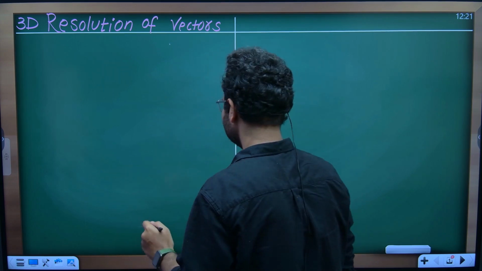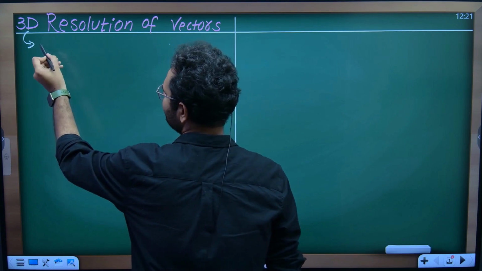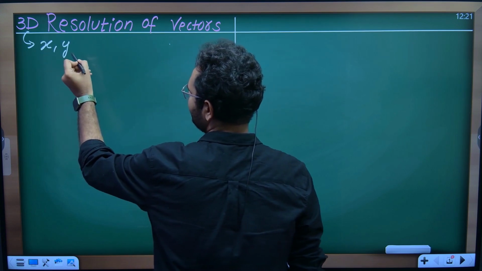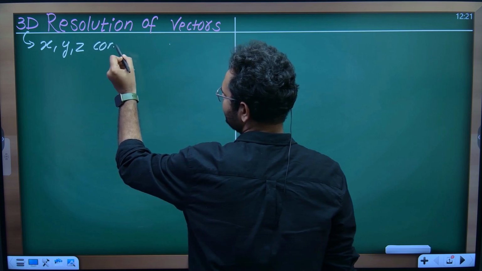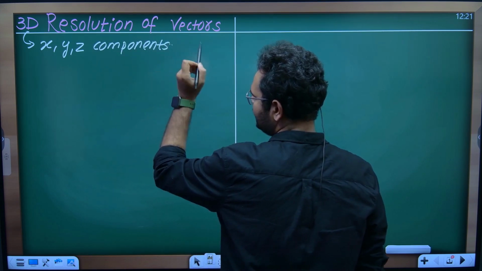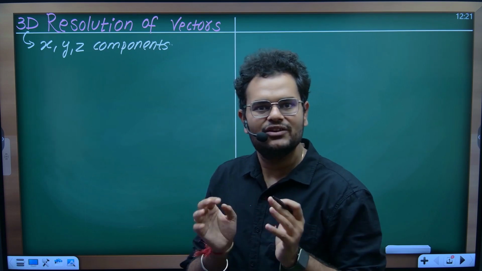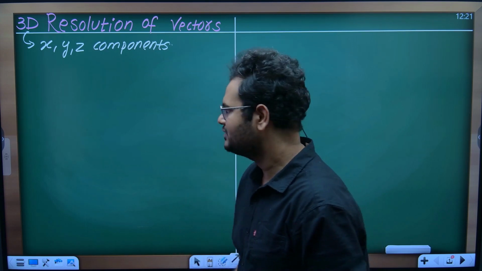First, what is this 3D resolution, sir? 3D means whenever you represent any vector in x, y, and z components, that is simply 3D resolution. Sir, but can't we represent everything only in x, y, or z components? No, there are some vectors. Let me give you an example.